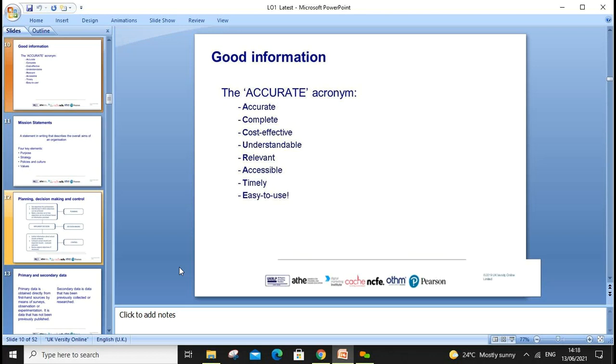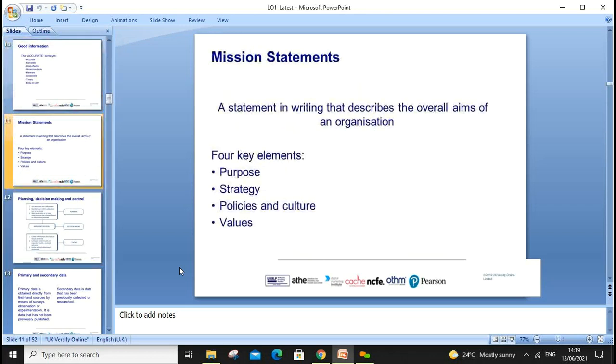Information needs to be accurate, complete, cost-effective, understandable, relevant, accessible, timely, and easy to use. If information is not easy to use, there's no point paying money to a data mining company to get the information. So that's what we need.